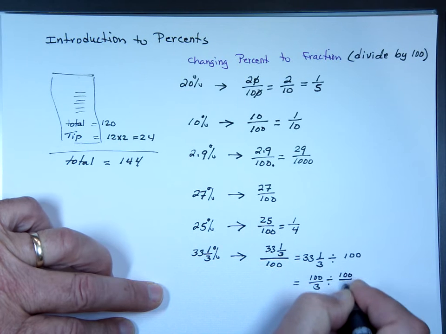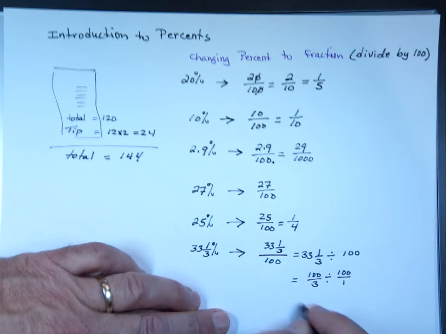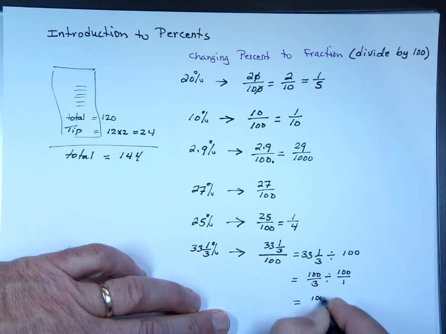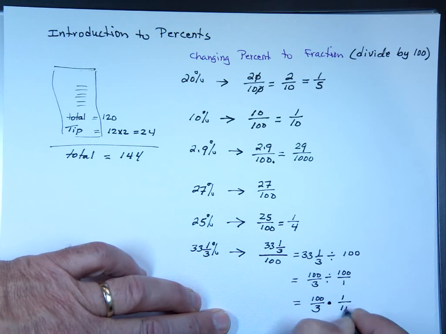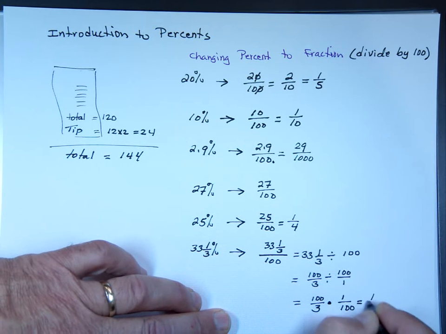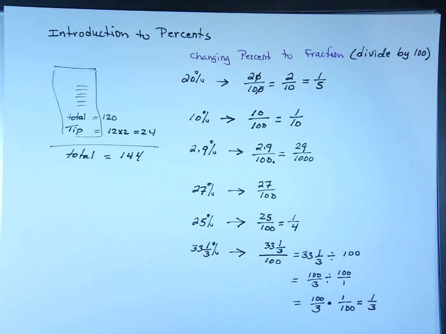How do we do division? KFC. 100 over 3, keep, change, and flip. 1/3 off. So that's why you see the 33 1/3. That says 1/3 of the price is off. So if you see a blouse or a shirt for $60, you're going to save what? 1/3 of that. What's 1/3 of 60? You're going to save $20. It means it's going to cost you $40 plus taxes.